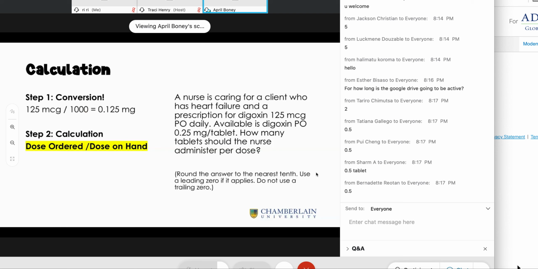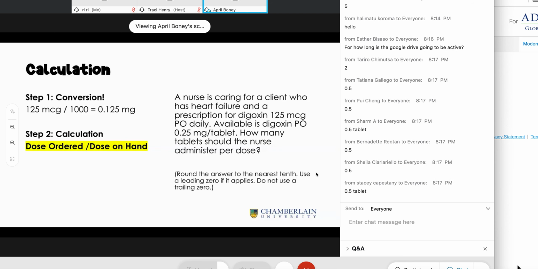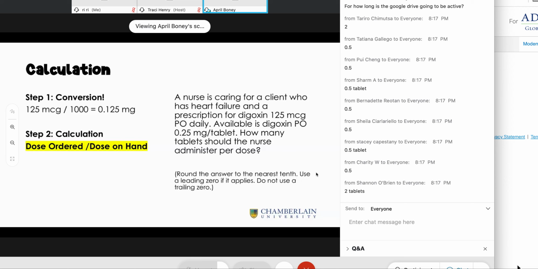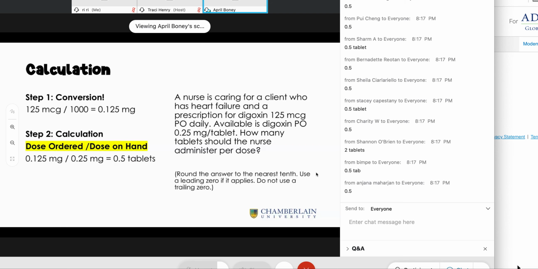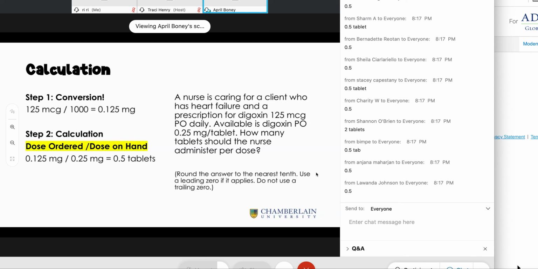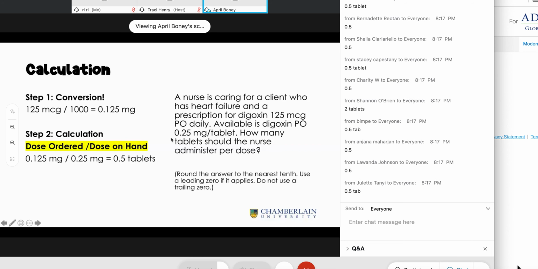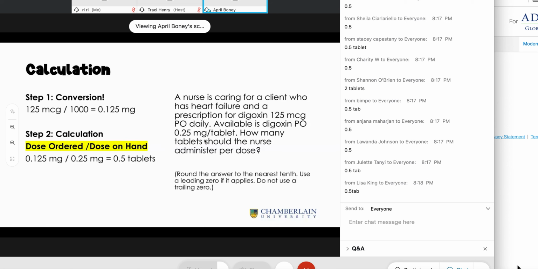And when you do that conversion, micrograms is a bigger number than milligrams. So we're going to divide by 1,000 because we're moving our decimal to the left. And now our order is for 0.125 milligrams. And then we're going to do 0.125 milligrams divided by 0.25 milligrams. And then we're going to give a half a tablet. I knew it was tablets because it asked me how many tablets. So if you're saying 0.5, awesome, you got it right.